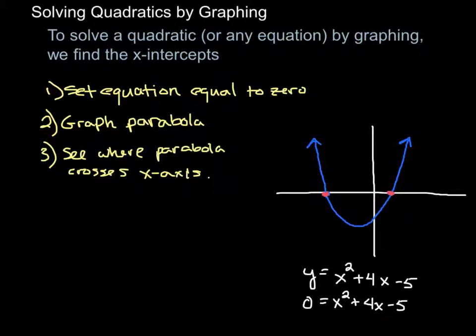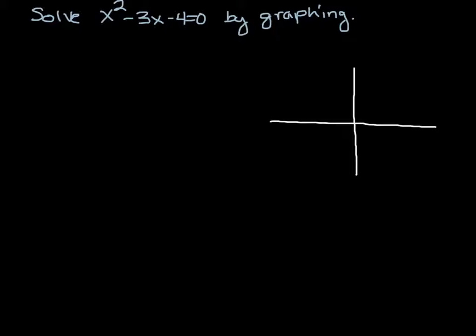Okay, so if the equation is equal to 0, the points that are going to satisfy that equation are going to be where it crosses the x-axis, where the y value is equal to 0. Here we have an equation, x squared minus 3x minus 4 equals 0, and we want to solve that by graphing. Remember, the first step to solving a quadratic equation was to make sure the equation is equal to 0, which in this case is the case. So now we're going to try and sketch the graph and see where it crosses the x-axis.